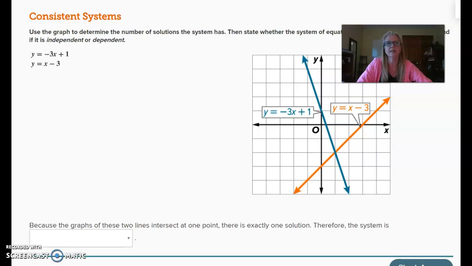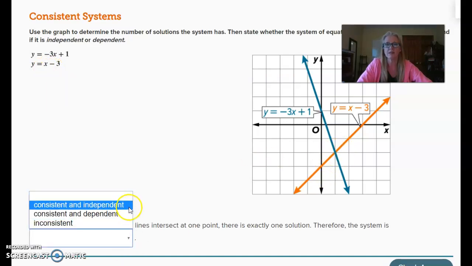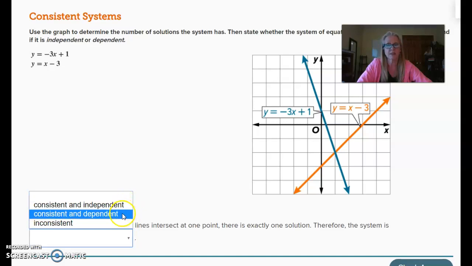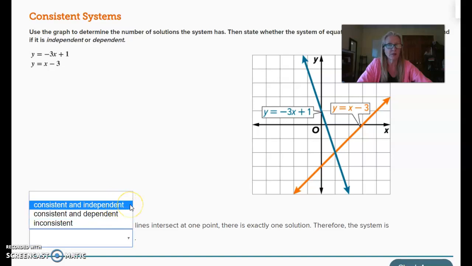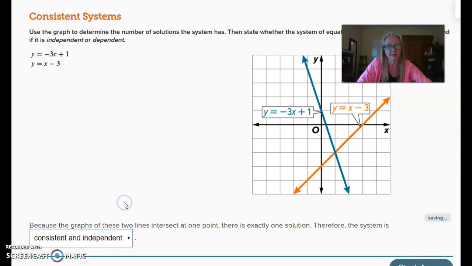All right. Consistent systems have at least one point that solves them both. So this shows you that these two lines are represented by these equations, and they intersect at one point. So our choice is consistent and independent, or inconsistent. Because there is at least one point that solves them, and only one point, that makes them consistent and independent.